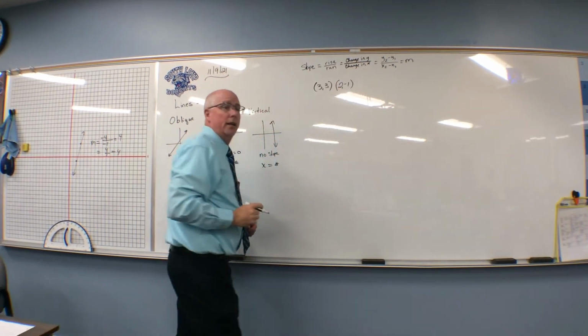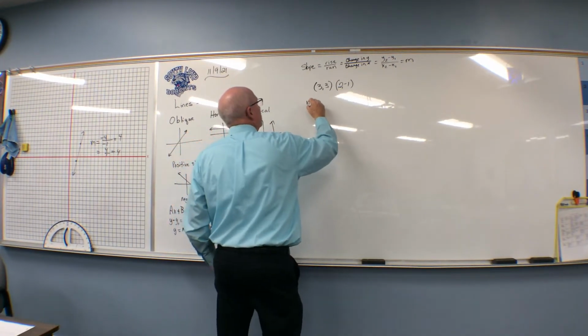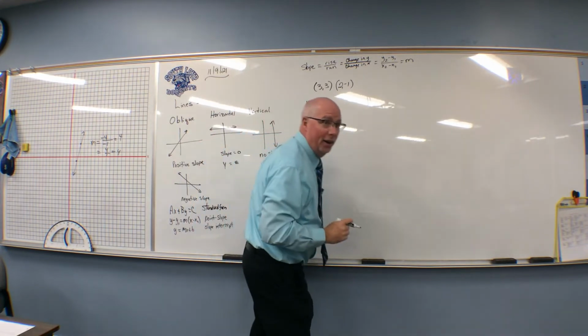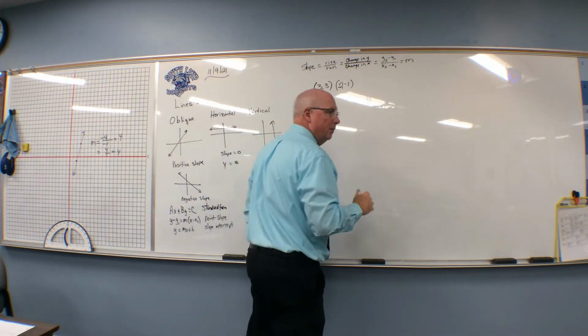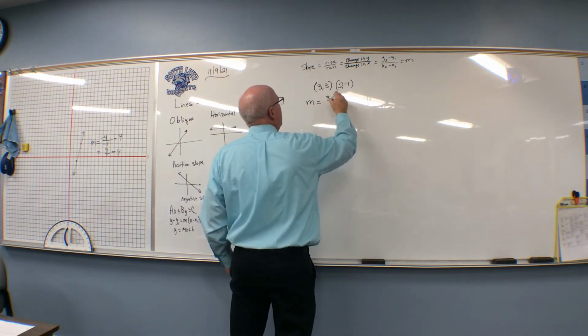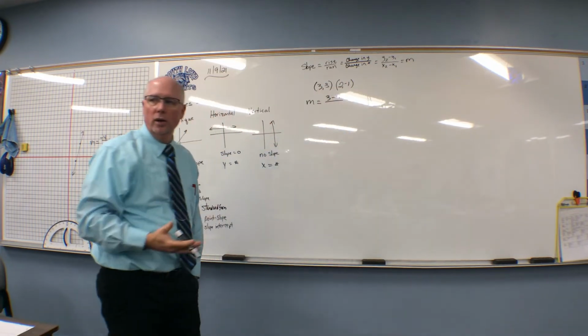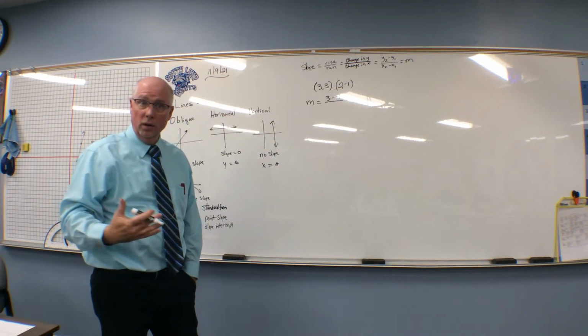So all I do is take the change in y over the change in x. Did I say it backwards? Okay, I don't remember. So 3 minus negative 1. Now, if I take this one minus this one, I have to take this one minus that one. It doesn't matter what order you go, as long as you stay in the same order.